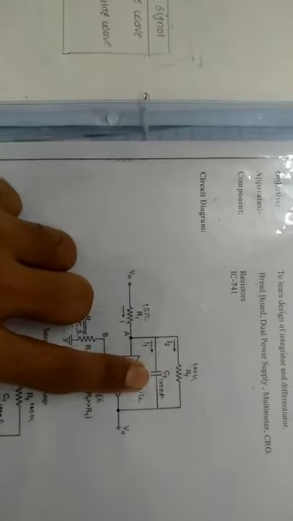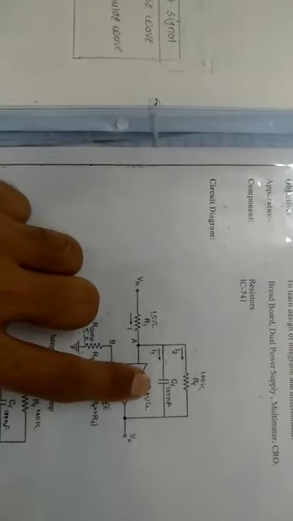But if we want to reduce the noise signal at higher frequency and to increase the bandwidth, for that purpose we have to make some arrangement, that is nothing but connecting RF in parallel with this capacitor, that is the feedback capacitor. By connecting this RF in parallel with this capacitor CF, the circuit is nothing but the practical integrator.